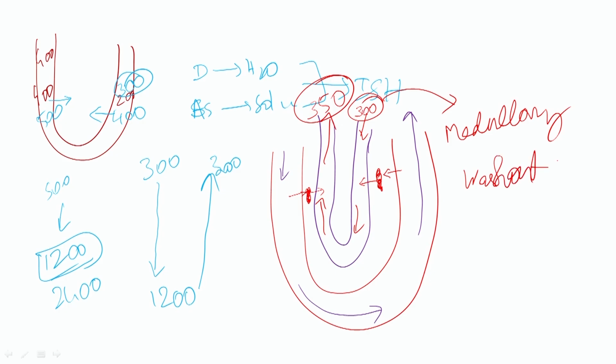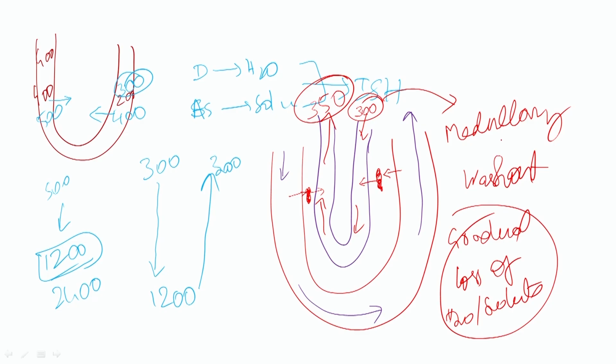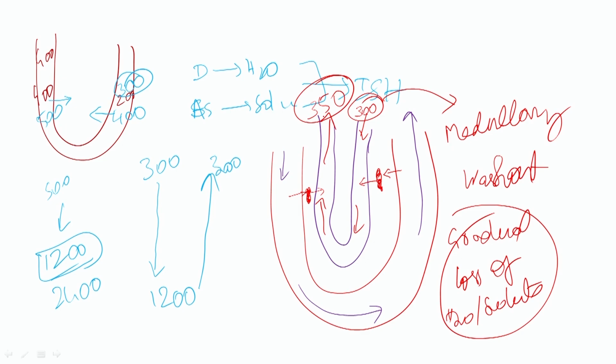Medullary washout is nothing but the gradual loss of water or solute from the medullary region, the washout of the medullary gradient. So this gradual loss is called medullary washout. How does this medullary washout take place? It takes place just because of the sluggish movement of blood inside the vasa recta, or the peritubular capillaries.